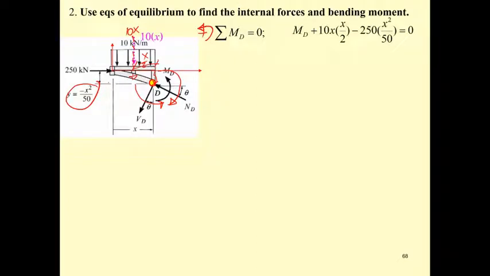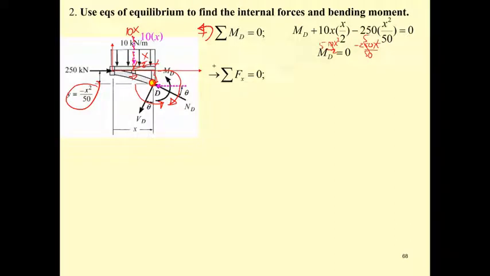You put them together, and you may see this is going to be 10x squared divided by 2. So this is going to be minus 250, and then x squared divided by 50. So this one is going to be 5. So it's going to be 5x squared minus 5x squared. So M sub D is 0. That is, no moment for the parabolic arch. And we still have N sub D and V sub D.